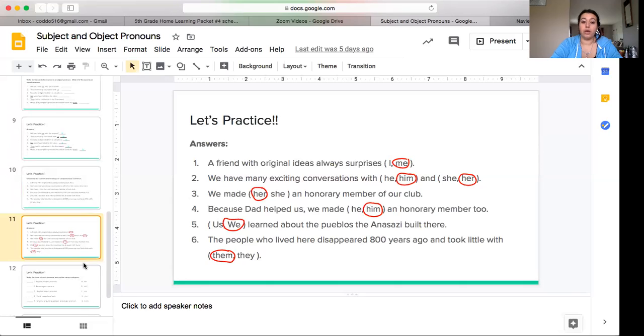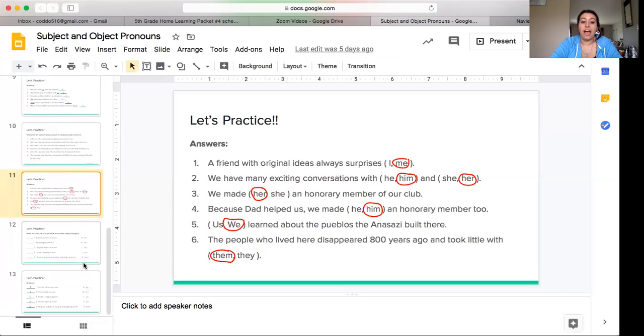Number 4, because Dad helped us, we made him an honorary member too. So we should have identified him to complete our sentence. Number 5, we learned about the pueblos the Anasazi built there. We should have identified we to complete our sentence. And number 6, the people who lived there disappeared 800 years ago and took little with them. We should have identified them to complete our sentence.